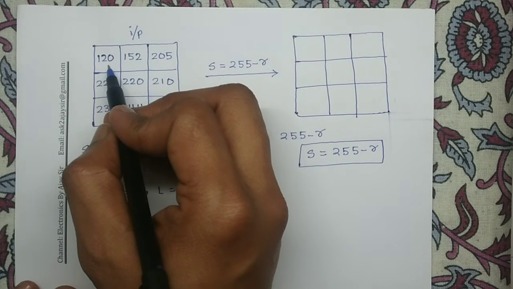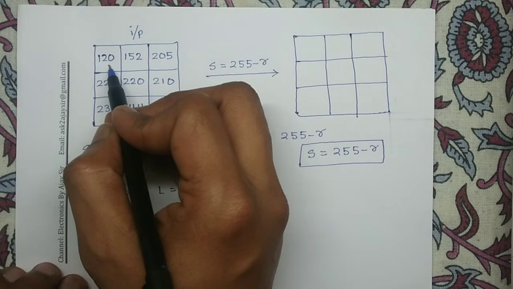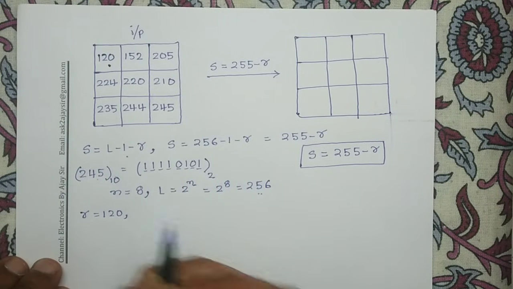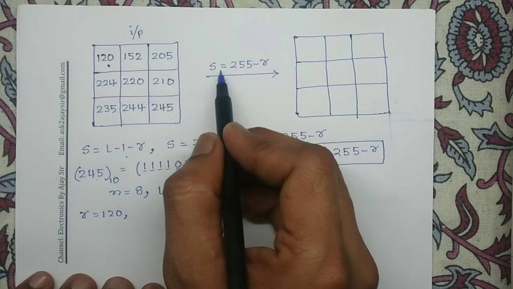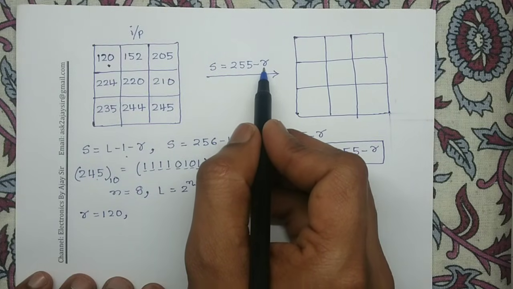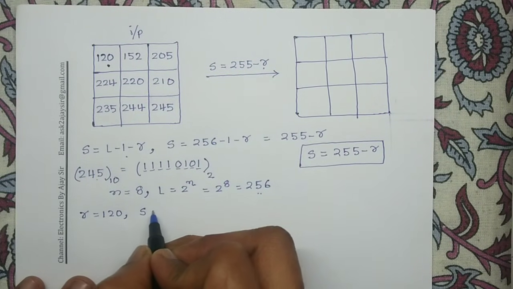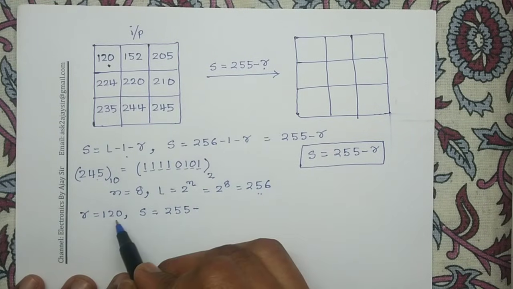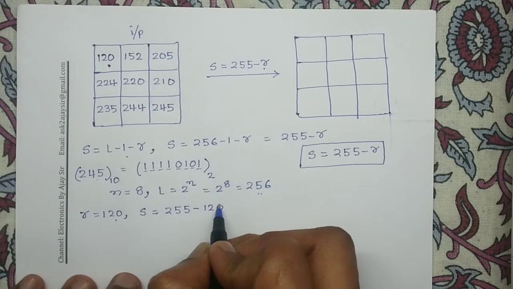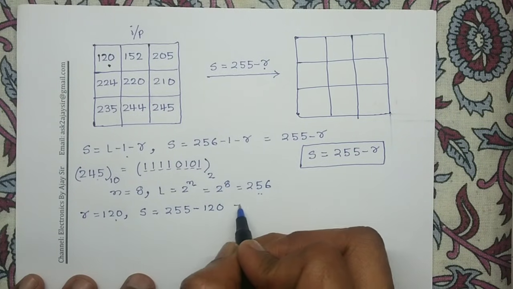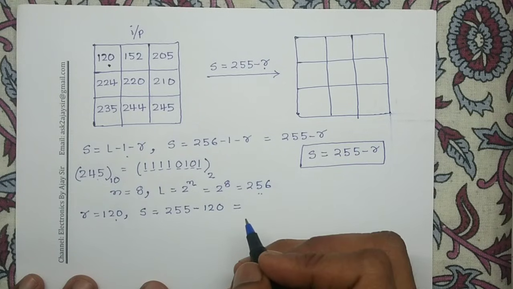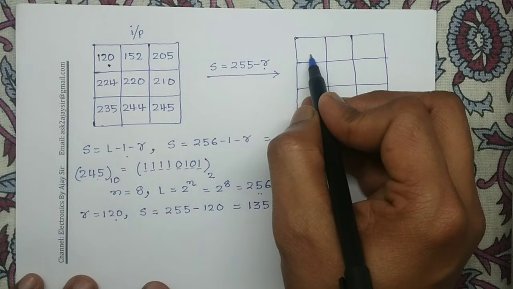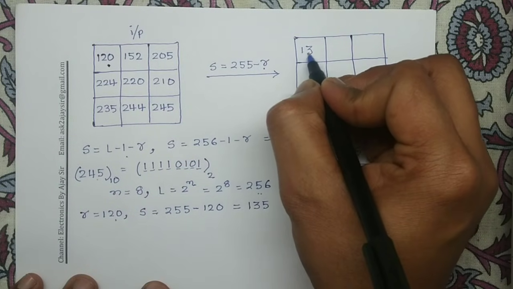First, for this pixel, the intensity level is 120. So for this pixel, the input intensity level R is equals to 120. We will apply the equation S equals to 255 minus R. If R is 120, in place of R, we will substitute this value 120. So the equation of S becomes 255 minus 120. If you do the calculation, the value of S becomes 135. So for this pixel, we got the output intensity level 135.